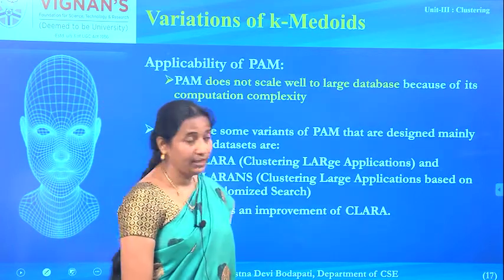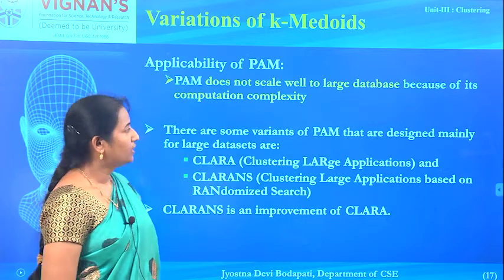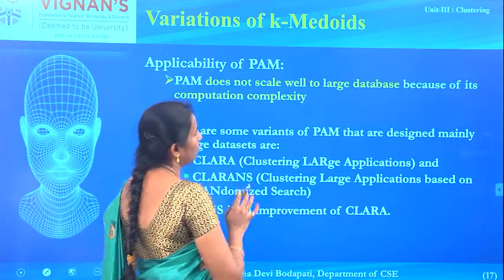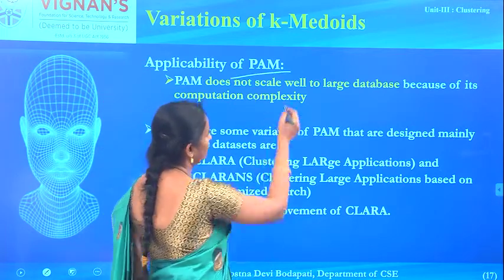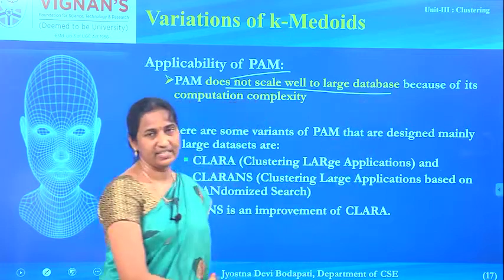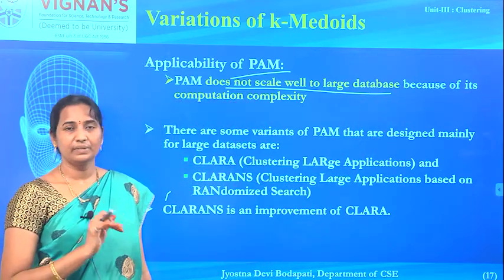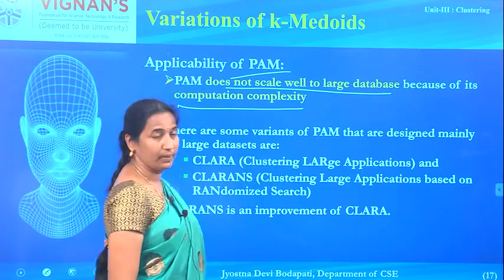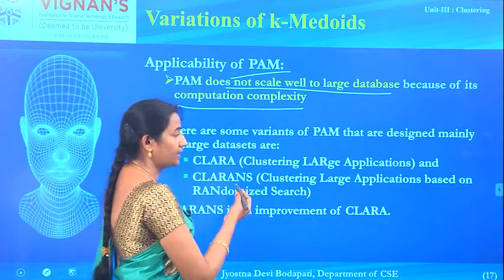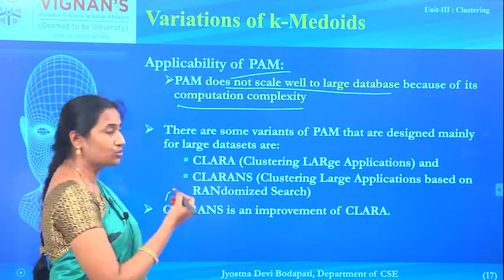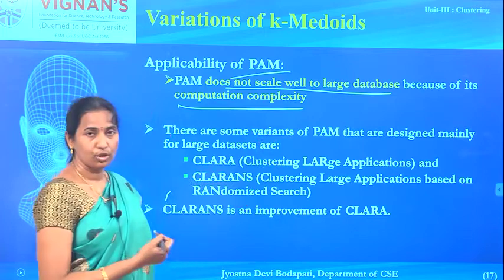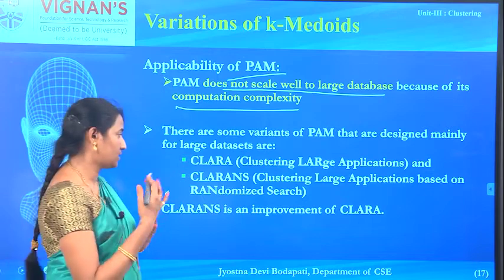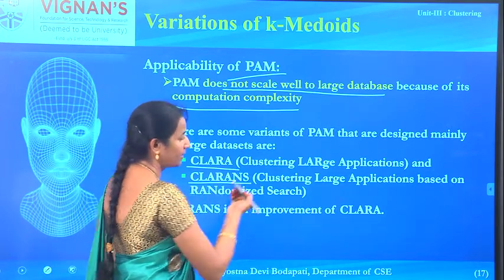And now let's see what the variations of K-medoids are. The problem with the PAM algorithm, partitioning around medoids, is it cannot scale well when the data set size is too large. That is the limitation of the K-medoids algorithm because of the high computational complexity. To avoid that, certain variations of the PAM algorithm were introduced which can deal with large data sets and scale well. Those algorithms are CLARA and CLARANS.